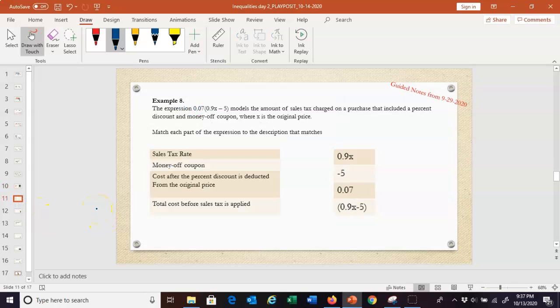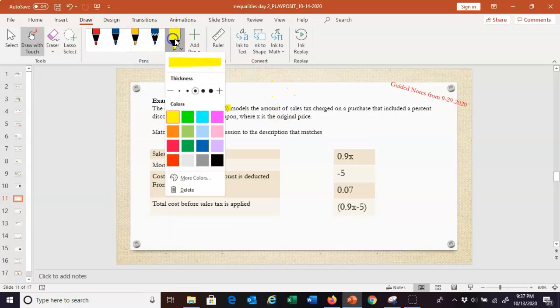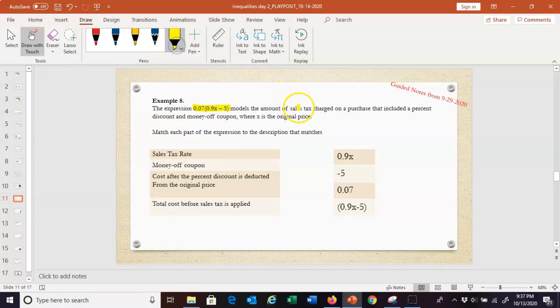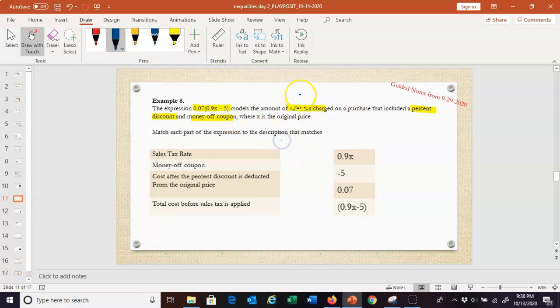All right, here's our last example, example 8. They give us an expression right here, and this models the amount of sales tax charged on a particular purchase that included a percent discount and a money off. So let's talk about a few of these things first. Whenever you're going to be charged sales tax, they might say there's a tax of 4.5%.